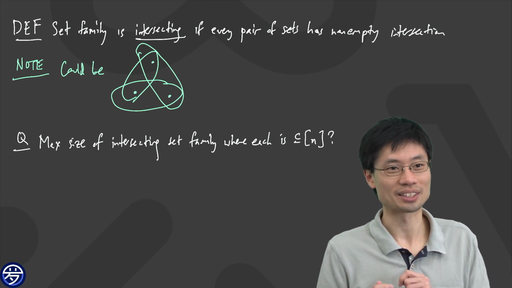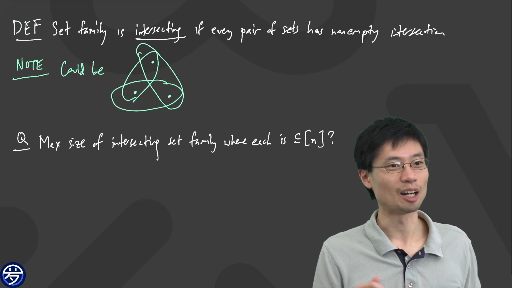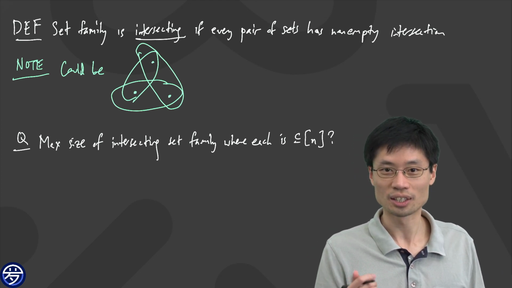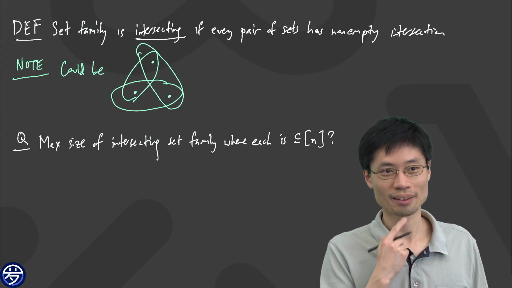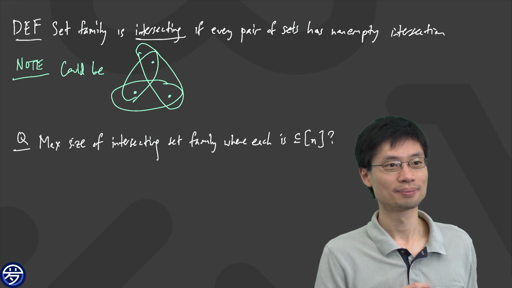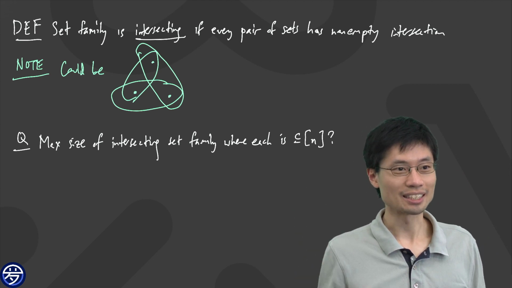This is the easy question. Anyone have observation of what you can do? Some way to make a very easy, very, very large intersecting family? Yes, Faye.